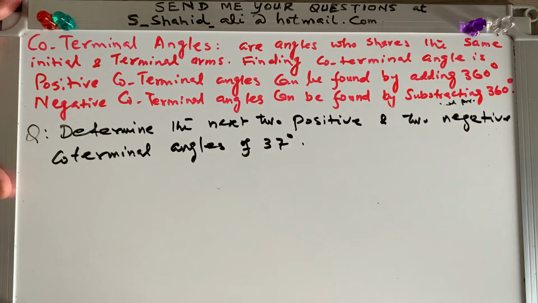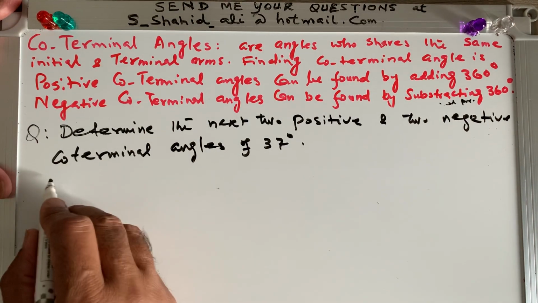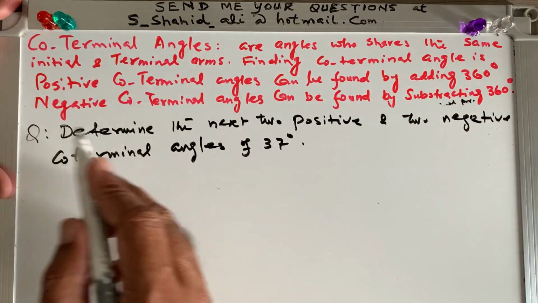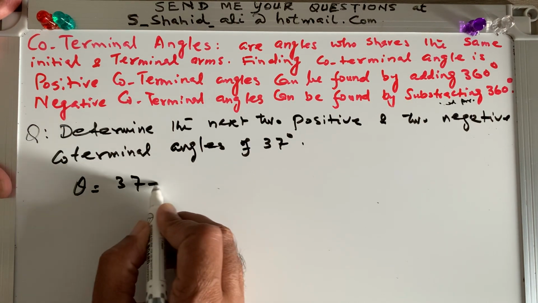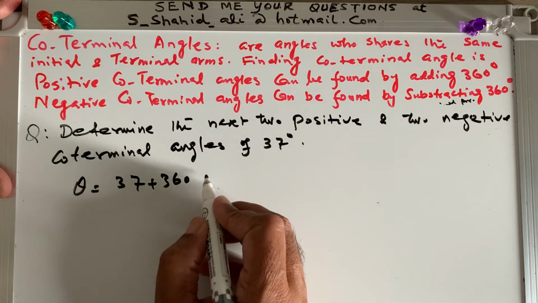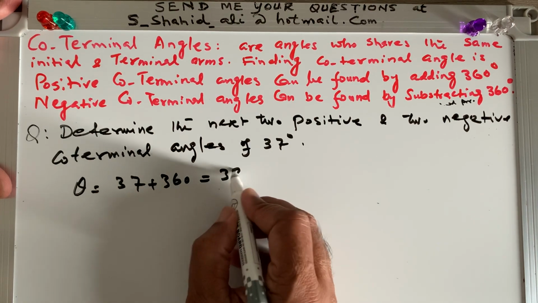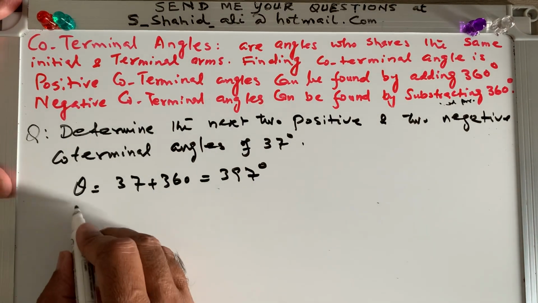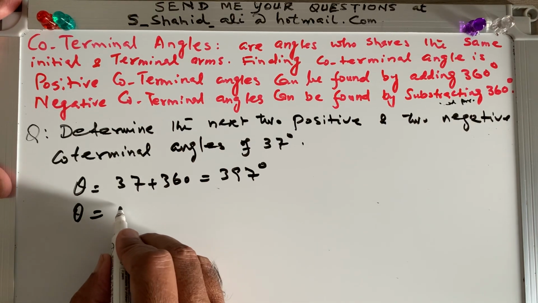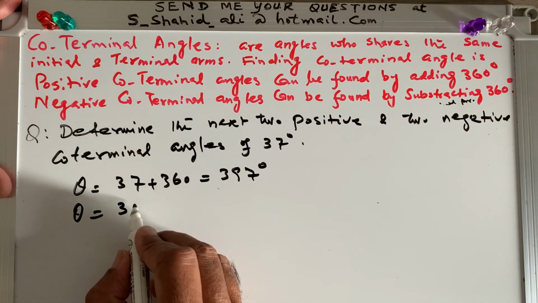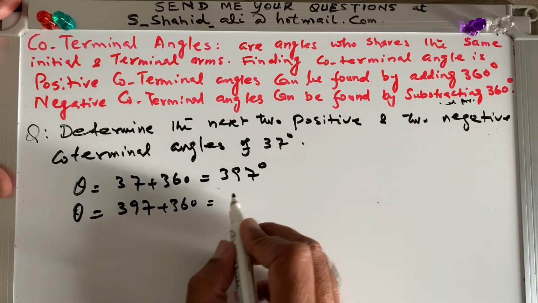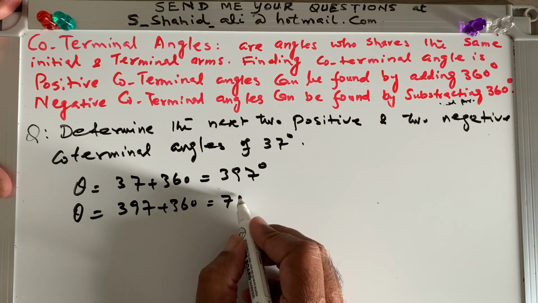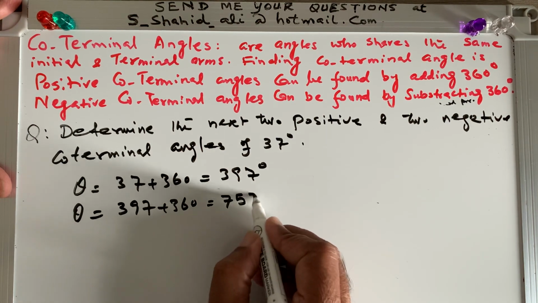We learned that a positive coterminal angle can be found by adding 360. So the solution is very simple, but if you know the definition, you can handle it, right? So theta will be equal to 37 plus 360. We will see how much it is. This will be 397. And what will be the next coterminal angle, right? Adding one more time, 397 plus 360. That will be another positive coterminal angle, which will be 757 degrees.